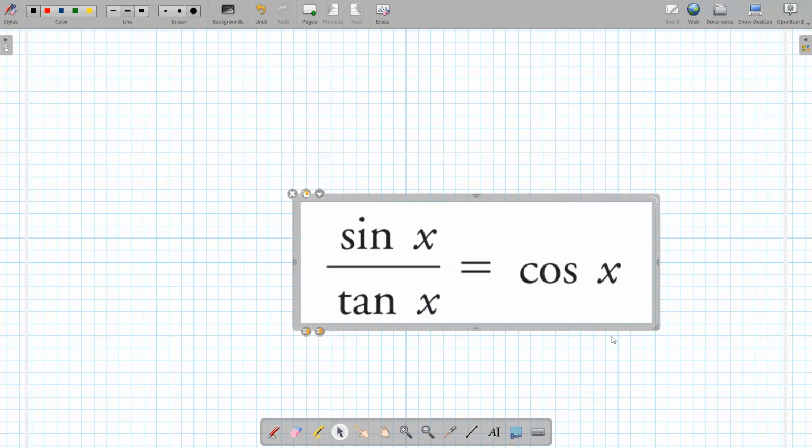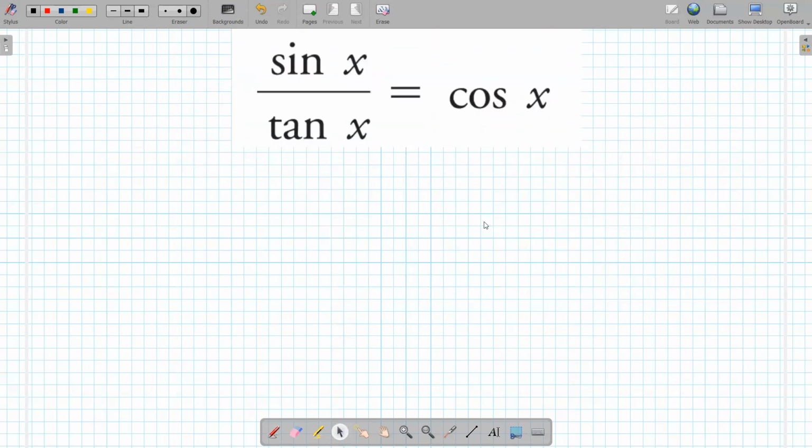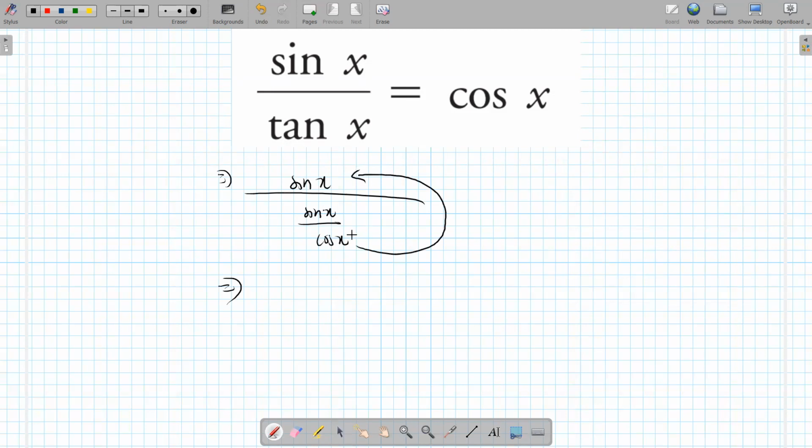Which side would you start here, left side or right side? Which side can you work on? The left side. What is the formula for tan? Sine over cosine. Right, sine over cosine. Now you have 3 levels here. Does the cosine go all the way to the top, or does it go on level 2?